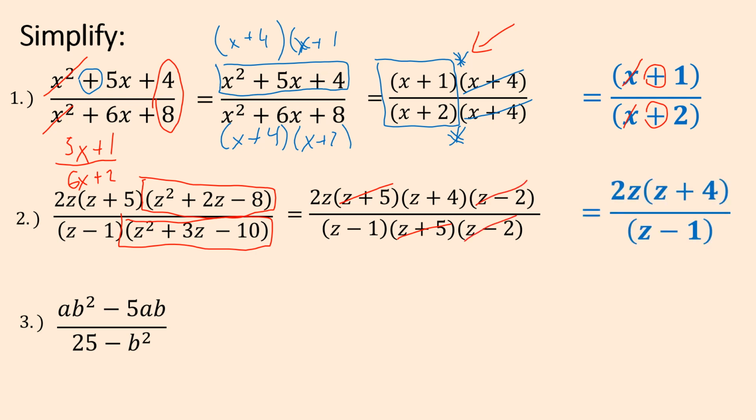On the top, we have 2z times z plus 4. On the bottom, z minus 1. Okay, we don't have to do anything else. You could distribute this in, but you don't have to. So just go ahead and stop there.